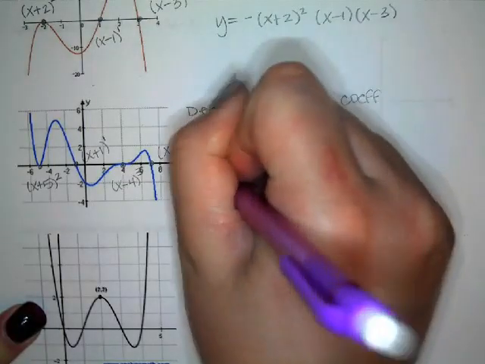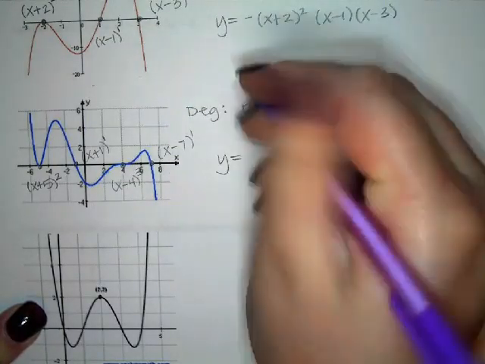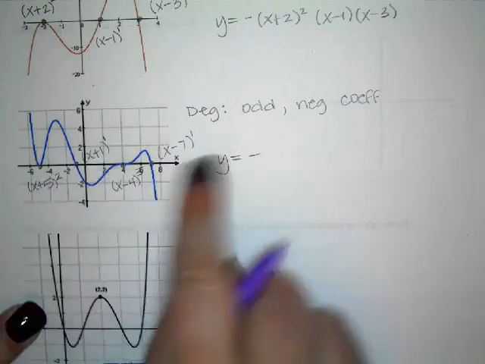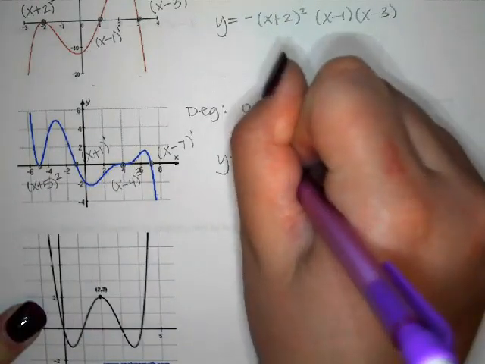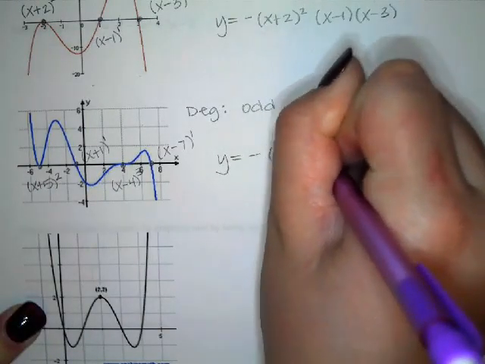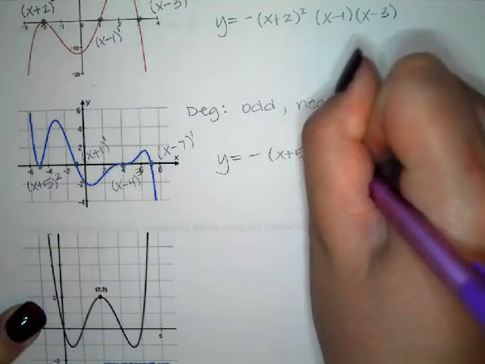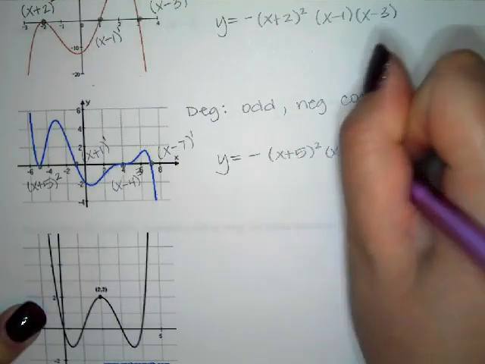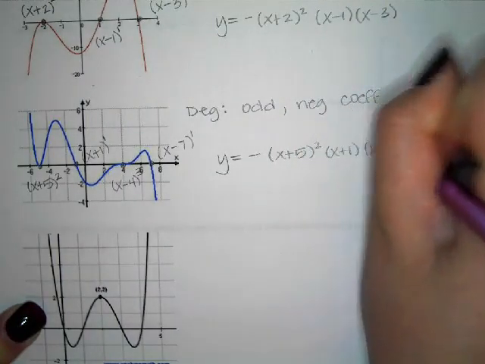Okay, negative coefficient, I'm just gonna write all my parentheses. X plus 5 squared, x plus 1, x minus 4 to the third, x minus 7.